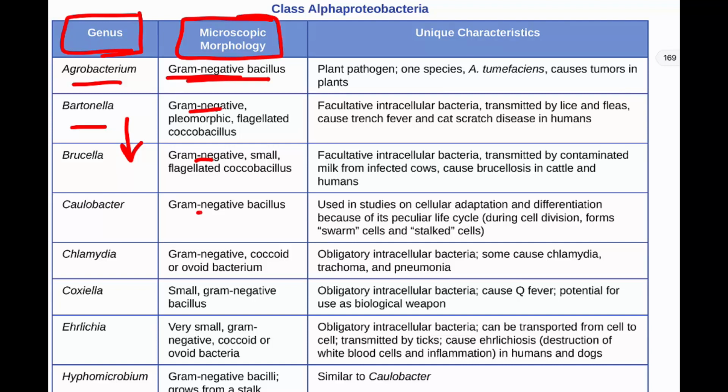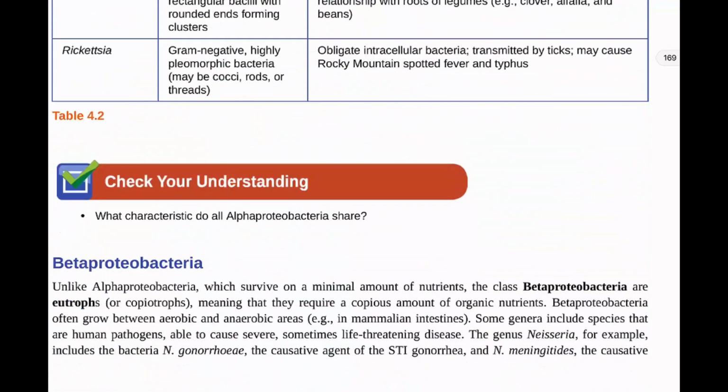So bacillus, remember that's rod-shaped. Coccobacillus, the spherical round shape, and on and on. Then we can see the unique characteristics of these different genera of the AlphaProteobacteria. You can see that the Agrobacterium is a plant pathogen, agro, like agriculture. And then it gives us an example of a specific species, tumefaciens, which causes tumors in plants. Okay, so you should know this information. All right, so then we're going to move on to our BetaProteobacteria.